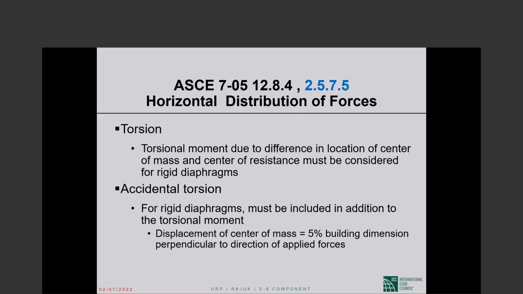And the accidental torsion is the story shear multiplied by 5% of the plane dimension perpendicular to the story shear. Now, there was a time, a long time ago, when we used to design for the actual torsion subject to a minimum of the accidental torsion. But those days are long gone, long gone.